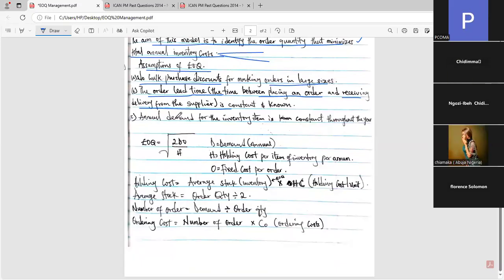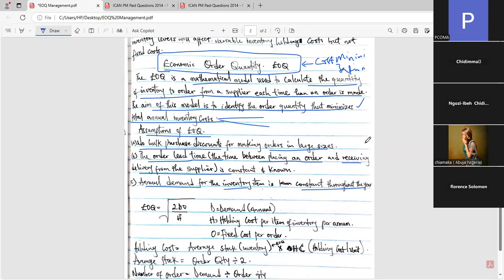Yes, sir. The next one is that annual demand for the inventory item is constant throughout the year. It means that the demand for your product is known. You already know, before you commence 2025, the list of customers and the total demand that you will be getting for your products. So the marketing and sales department must have done that analysis for you.